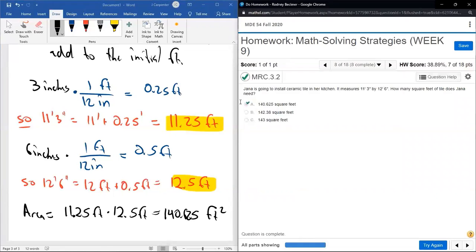Guess what? Literally just did this a few weeks ago. This is applicable math. This is stuff that could come up in your life a couple of times. Maybe you like remodeling homes. You're going to be doing this a lot.